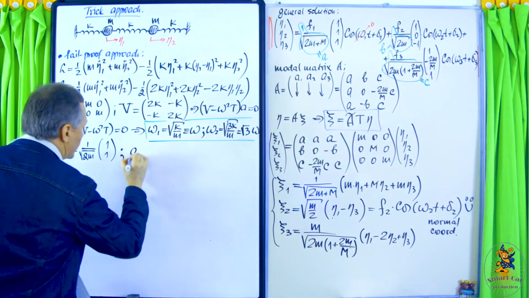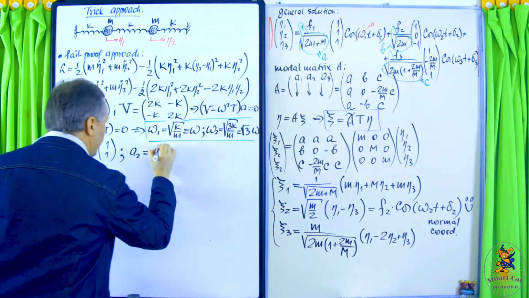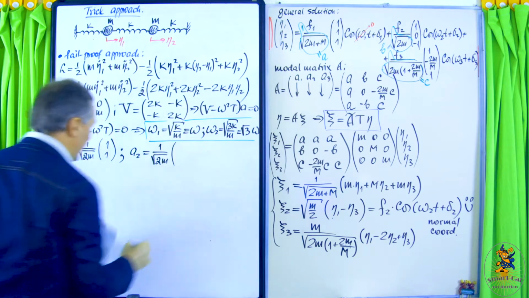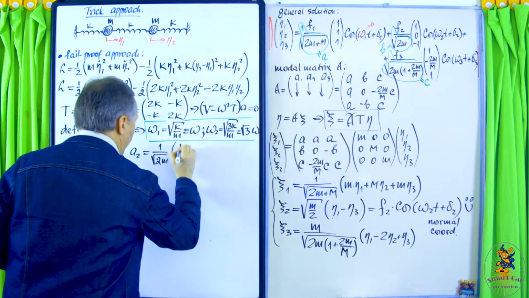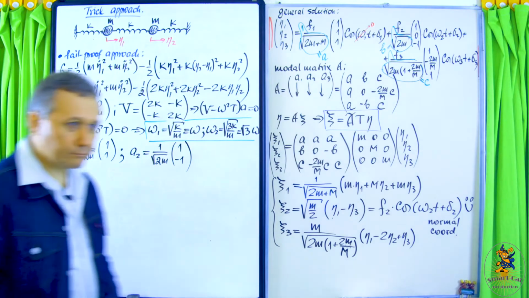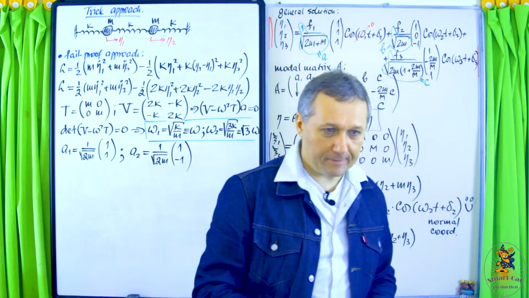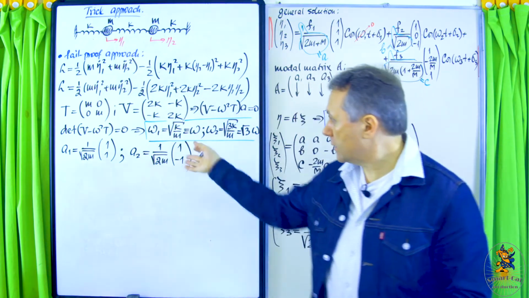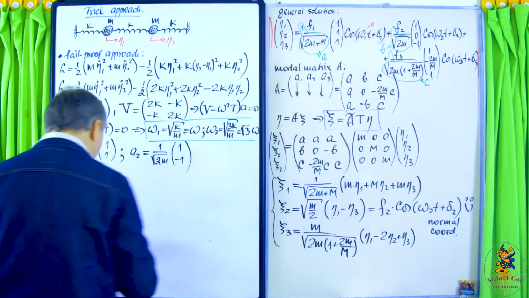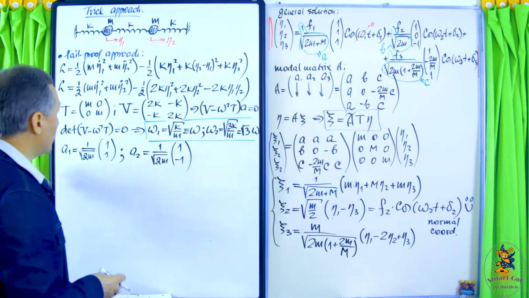Then a2, the second, has the same normalization factor, 1 over square root of 2m, and now it's (1, minus 1). So in the first normal mode, both particles are displaced in the same direction with the same amplitude. In the second mode, they are out of phase. Again, I don't want to draw those modes. Okay, so now the general solution.